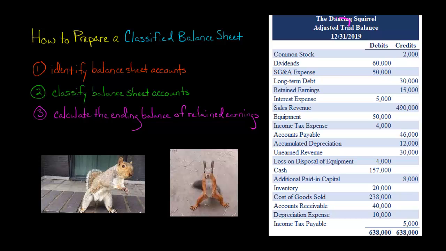Let's say someone gives you an adjusted trial balance for a company called the Dancing Squirrel, and they ask you to make a classified balance sheet. Here are the steps I suggest you follow. First, identify all the balance sheet accounts.